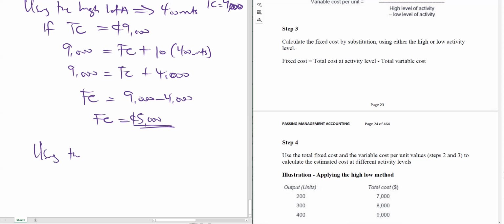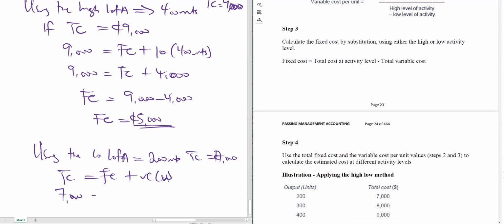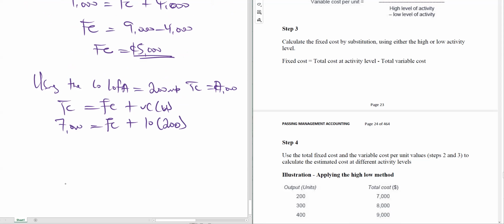If you are not convinced, let's use the low level of activity and let's see. Using the low level of activity, which is 200 units, and the total cost was 7,000, right? We know that total cost equals fixed cost plus variable cost per unit times the number of units. So total cost being 7,000 equals fixed cost plus 10 CDs by 200, not so. And if we solve, fixed cost is 7,000 minus 2,000. Is it not still the same 5,000? It is.